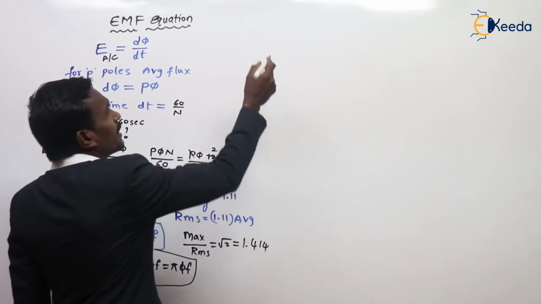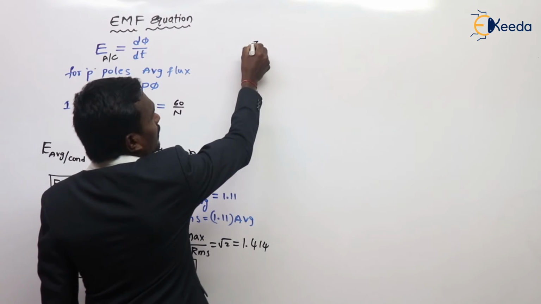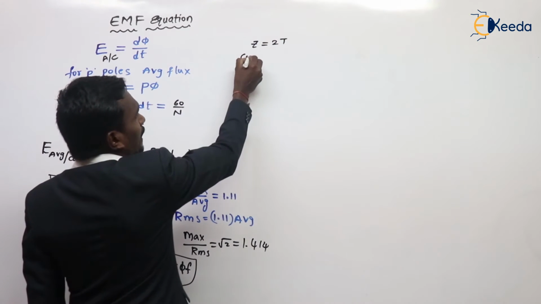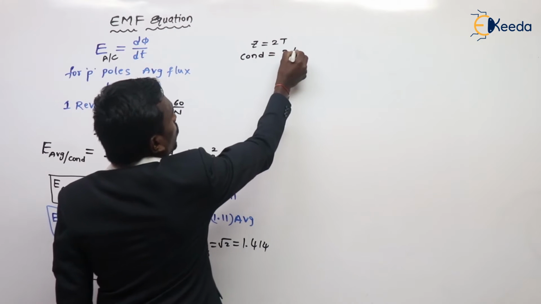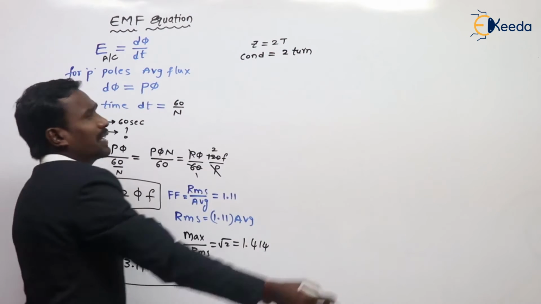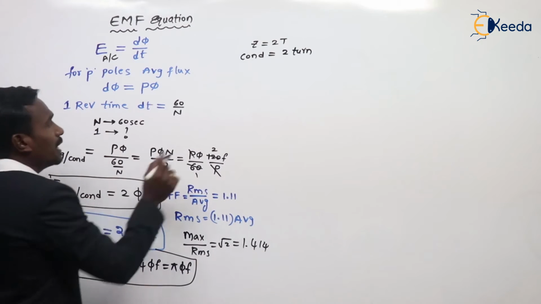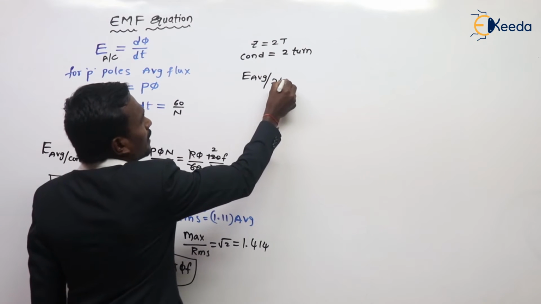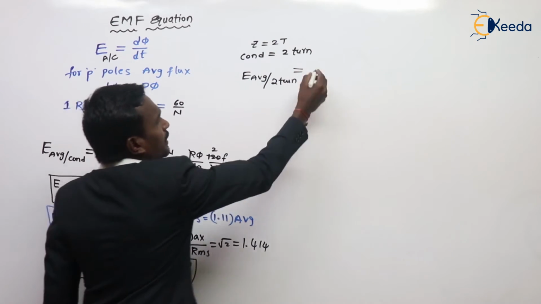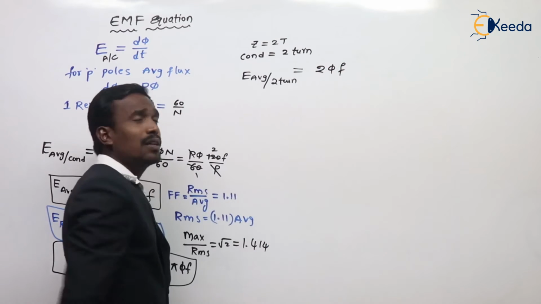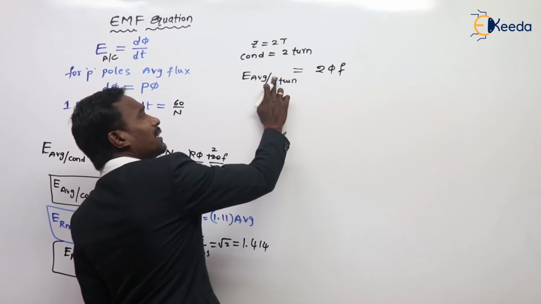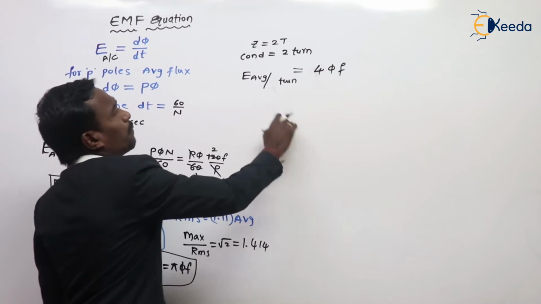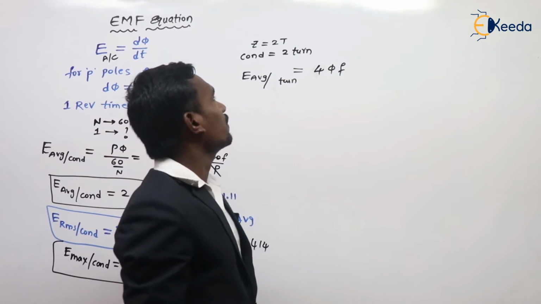Generally, I said already, the number of conductors Z is equal to 2T. Nothing but in place of conductors, we can write 2 times turns. So, as usual, in place of E average per conductor, I am writing E average per 2 turns is equal to 2 phi F. But I want E average per turn. E average per turn is equal to, 2 and 2 are 4, so 4 phi F is the E average per turn.